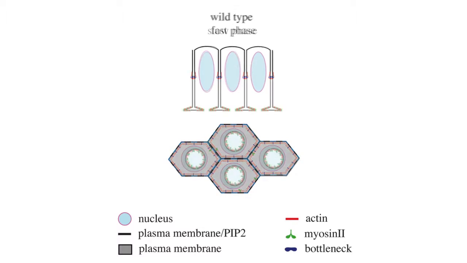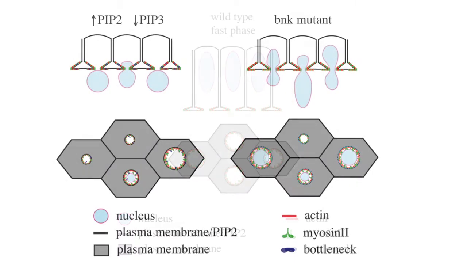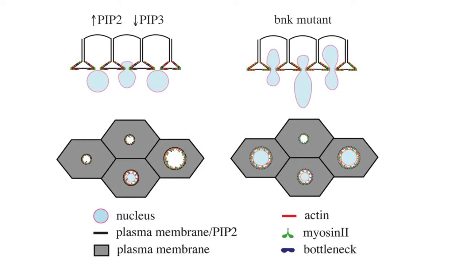bottleneck protein. During the fast phase, the level of PIP3 is decreasing, bottleneck is degraded, and now the contractile promoting activity of PIP2 can be unmasked, and therefore the network contracts, closing off the cells at their base, ensuring the generation of cells with the proper shape and length. Increasing PIP2 levels or suppressing PIP3 or bottleneck causes premature contraction and abnormally shaped blastoderm cells.